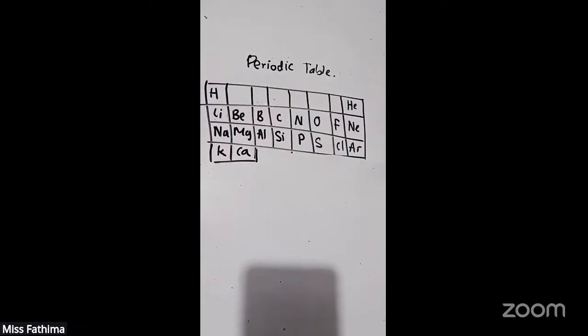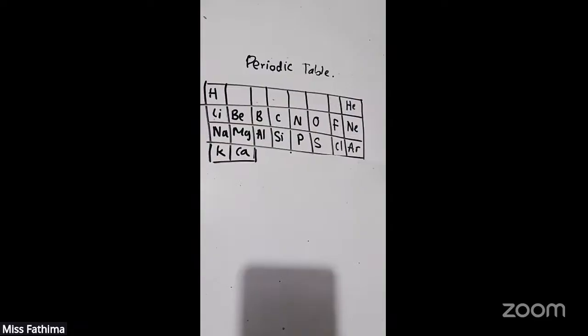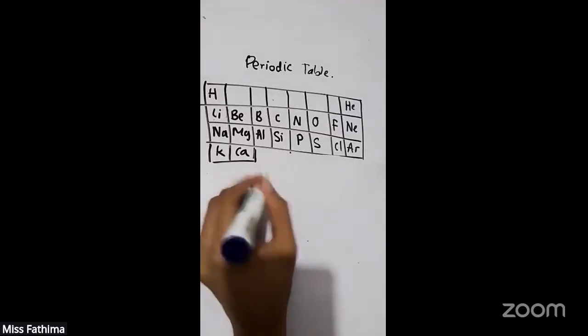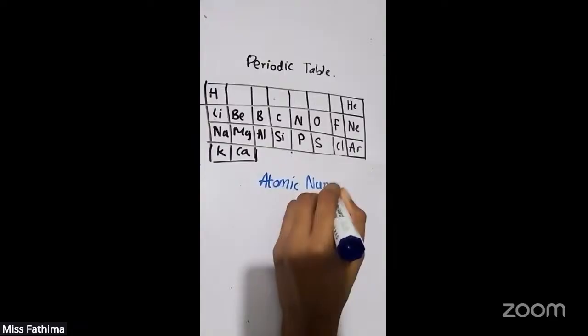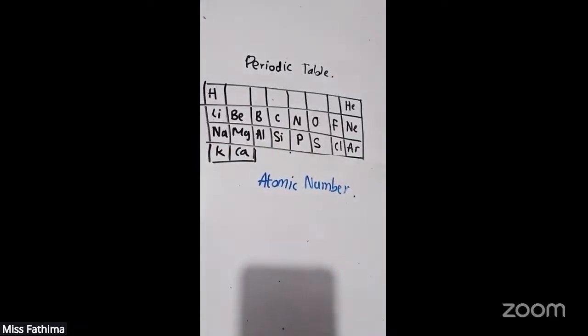Right? Now, how are these 20 elements arranged? Why do they start from hydrogen and why do they end at calcium? What is the purpose of arranging in this order? That is where, children, you have to know something called the atomic number. Guys, something called the atomic number. The atomic number is the unique feature that each and every element carries.